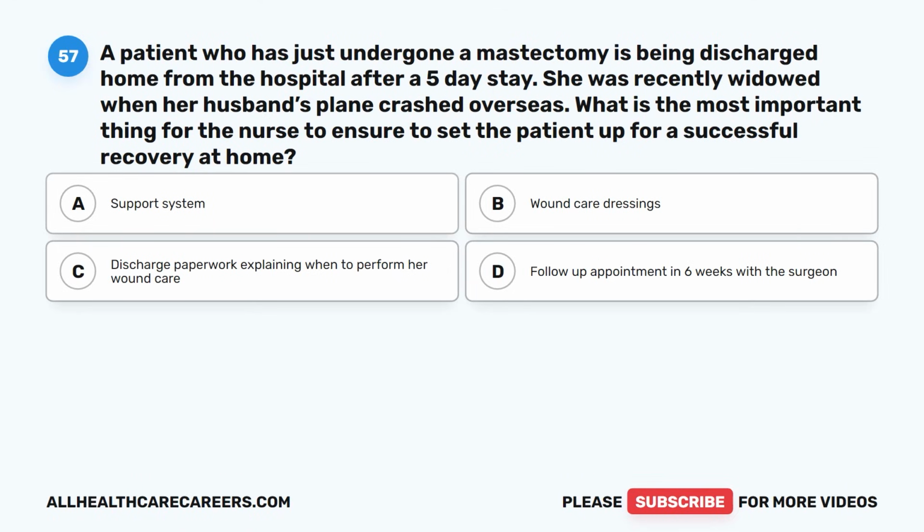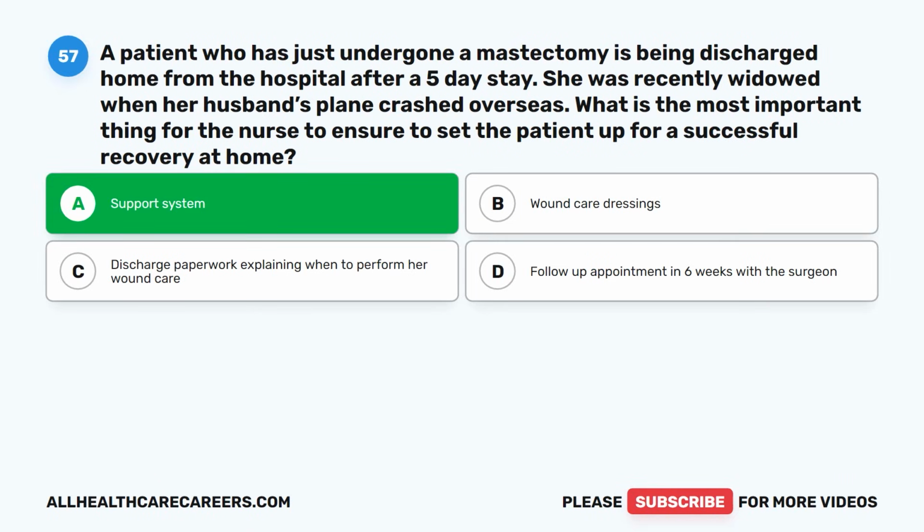Question 57. A patient who has just undergone a mastectomy is being discharged home from the hospital after a 5-day stay. She was recently widowed when her husband's plane crashed overseas. What is the most important thing for the nurse to ensure to set the patient up for a successful recovery at home? A. Support system. B. Wound care dressings. C. Discharge paperwork explaining when to perform her wound care. D. Follow-up appointment in 6 weeks with the surgeon.